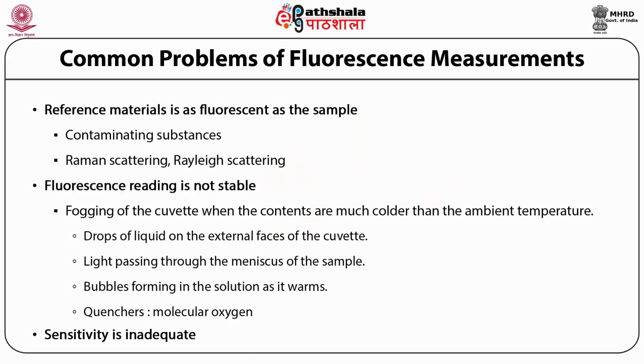We talk about the common problems associated with fluorescence measurement. Sometimes the reference material is as fluorescent as the sample, or there are contaminating substances which cause Raman scattering or Rayleigh scattering. Fluorescence readings may not be stable due to fogging of the cuvette when the content is much colder than the ambient temperature, drops of liquid on the external face of the cuvette, light passing through the meniscus of the sample, bubbles forming in solution as it warms, quenchers such as molecular oxygen, or sometimes inadequate sensitivity.